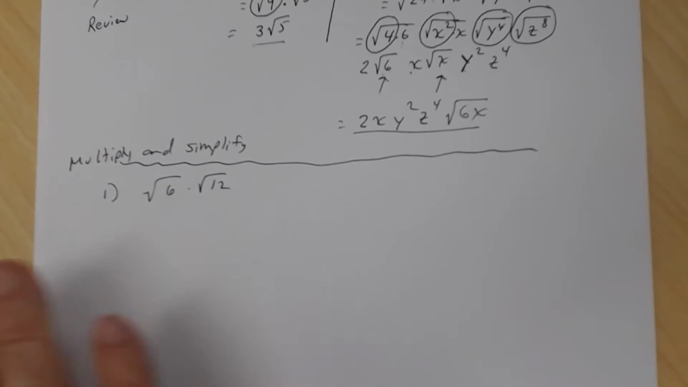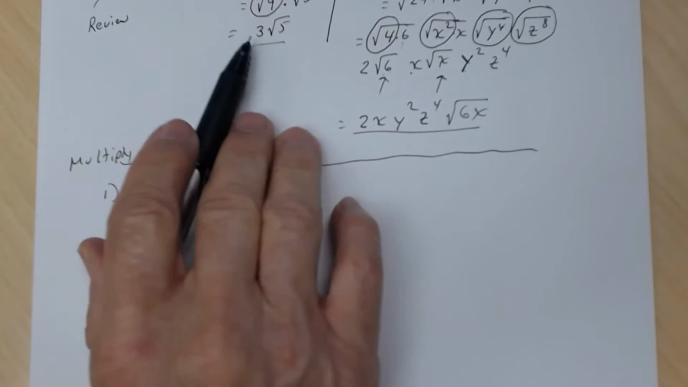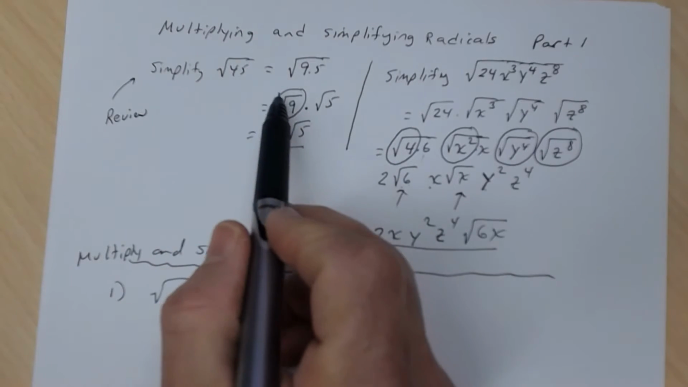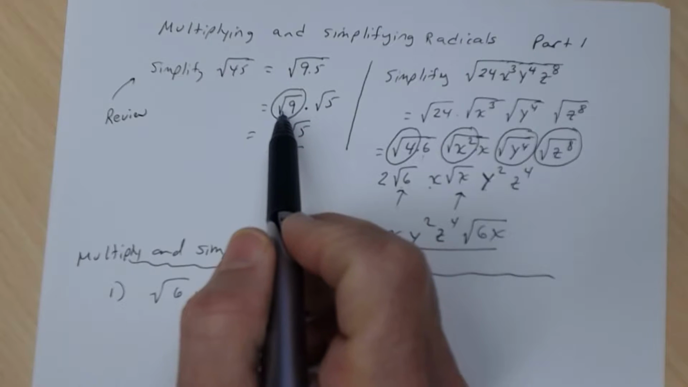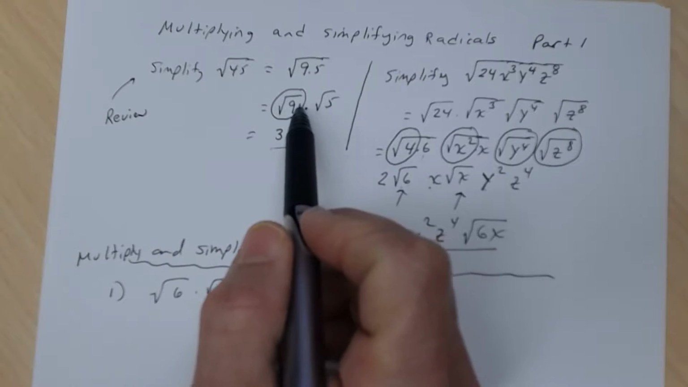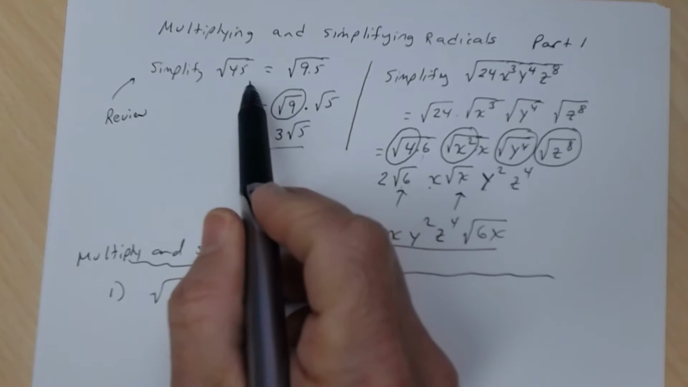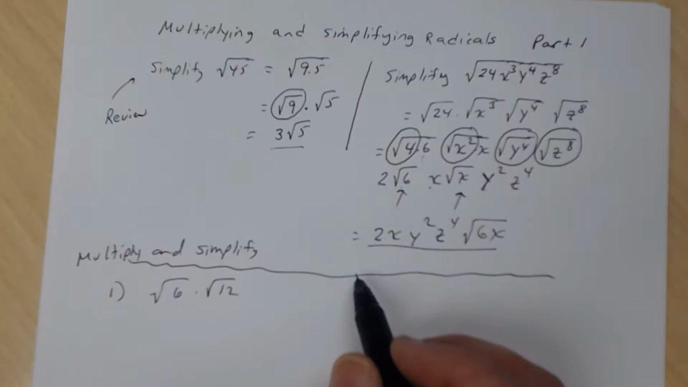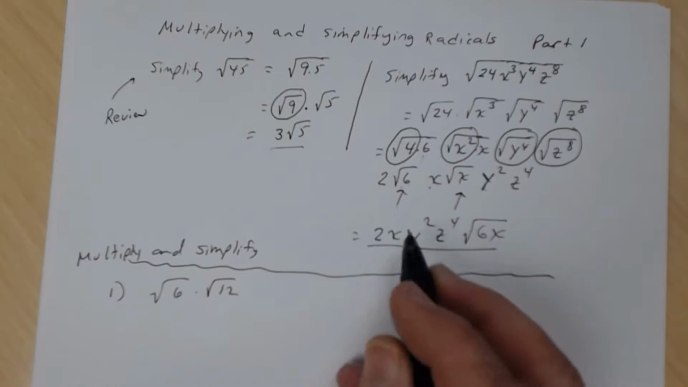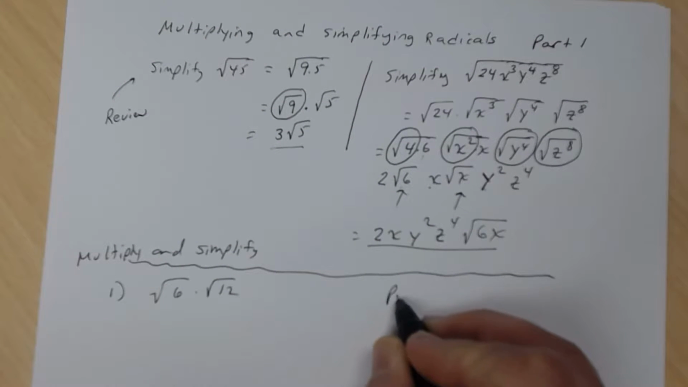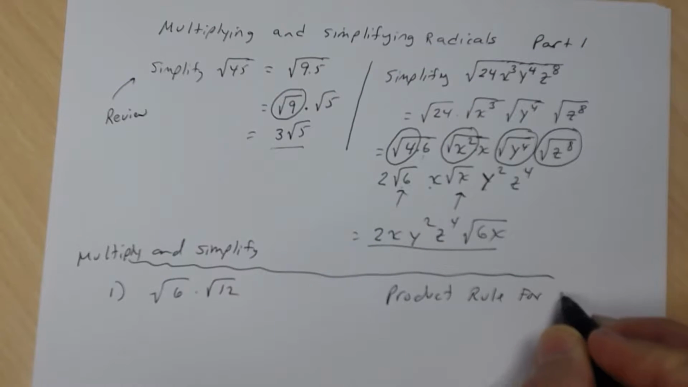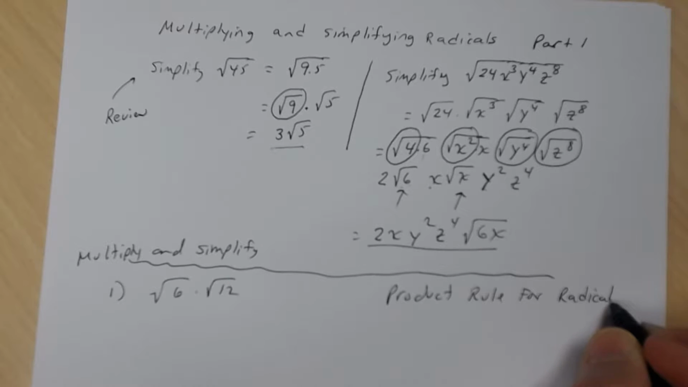All right, so based on what we saw here, you notice that the square root of 45 is the square root of 9 times the square root of 5, and basically what I'm doing is I'm multiplying the two radicands. 9 times 5 is 45. So there is a property that we can use, and it's called the product rule for radicals.